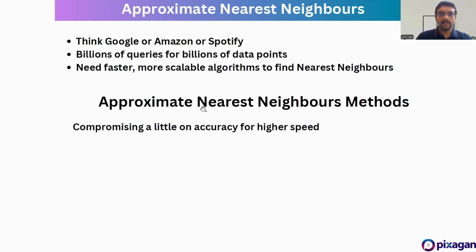And that is where approximate nearest neighbors methods come in. And as the name suggests, they're approximate. What they're designed for is to be much faster, much more efficient, but without compromising too much in accuracy. Now, you can't get exact accuracy for higher speed. What you can do is get higher speed, but with little compromise in accuracy.